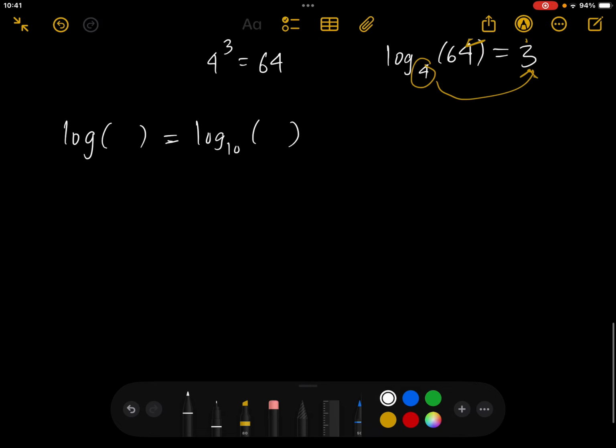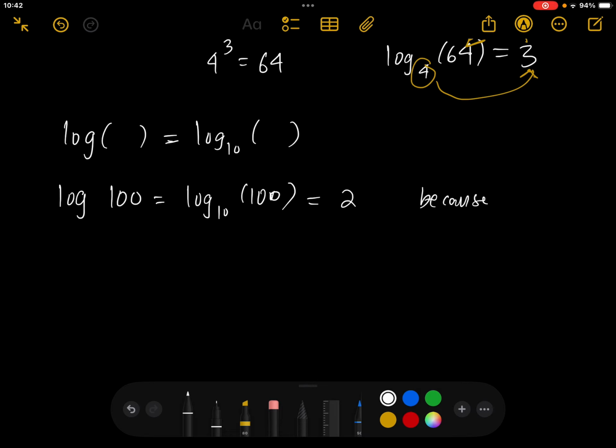Okay. So for instance, log of 100 is log base 10 of 100. Now what is log base 10 of 100? Well, it's what power do I have to raise 10 to in order to get 100? And that's 2, because 10 squared is 100. Okay?